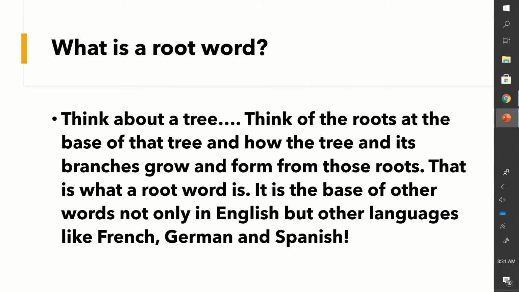So before we can start that, we have to think about what is a root word. Okay, why do we call them root words? Well, think about a tree. Think of the roots at the base of that tree and how the tree and its branches grow and form from those roots. That's what a root word is. It is the base of other words, not only in English, but in other languages like French, German, and Spanish. And as you're learning these root words, you may hear some French, some German, some Spanish if you speak other languages. And I may actually share those words in those languages with you from time to time.